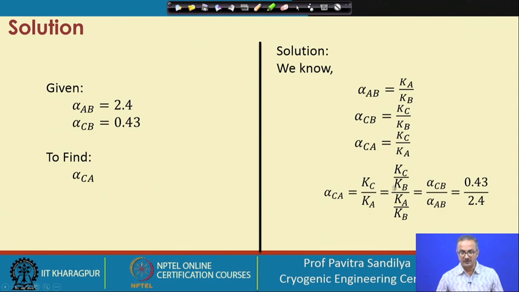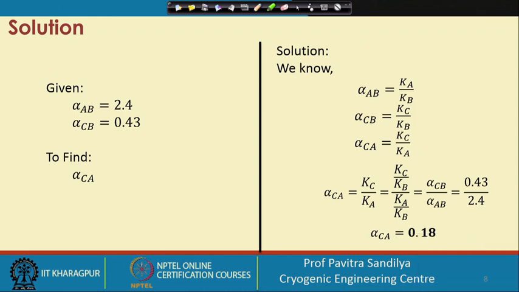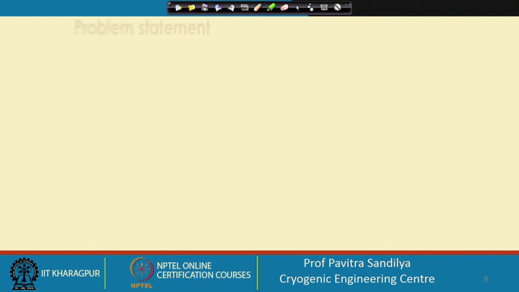To get KC by KA, we divide both the numerator and the denominator by KB. KC by KB is nothing but alpha CB, and KA by KB is nothing but alpha AB. We put in these values of alpha CB and alpha AB and get alpha CA as 0.18. This value of alpha CA tells us that C is less volatile than A, and if we compare the values, this is the lowest among CB and CA, so it tells us that component C is the least volatile of the three components.